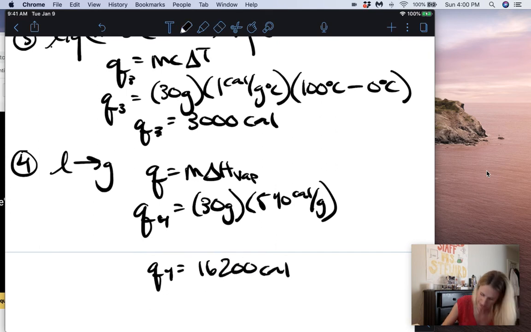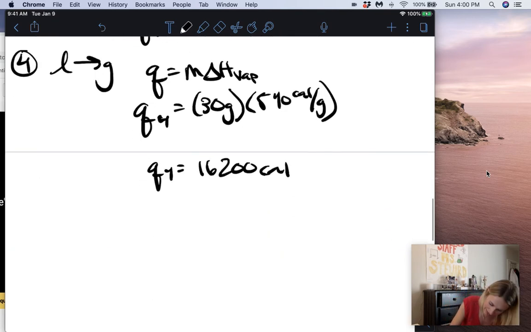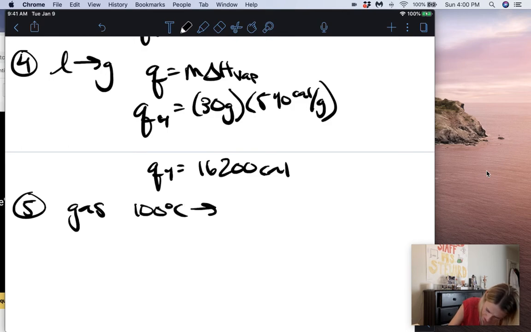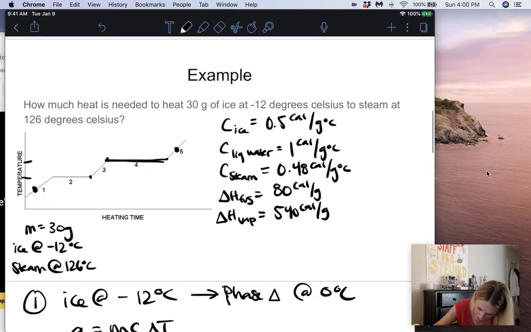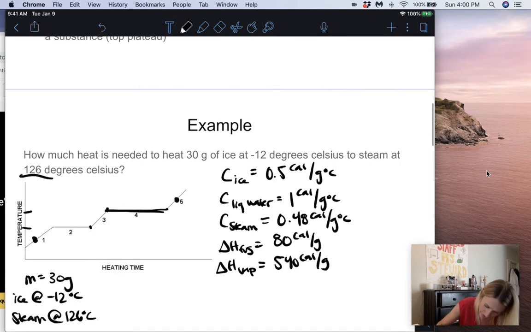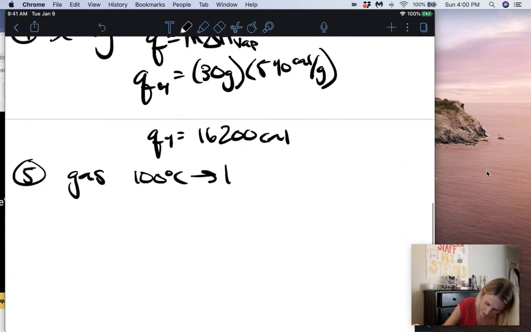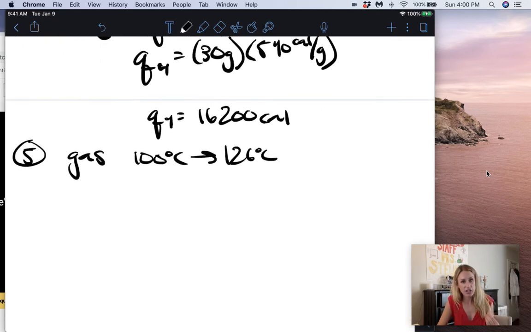So we end up getting Q4 equals 30 times 540, which is 16,200 calories. And then last but not least, we now are at a gas phase and we're going from 100 degrees Celsius to 126 degrees Celsius. Again, because we have a change in temperature, we use Q equals MC delta T, and this is Q5.